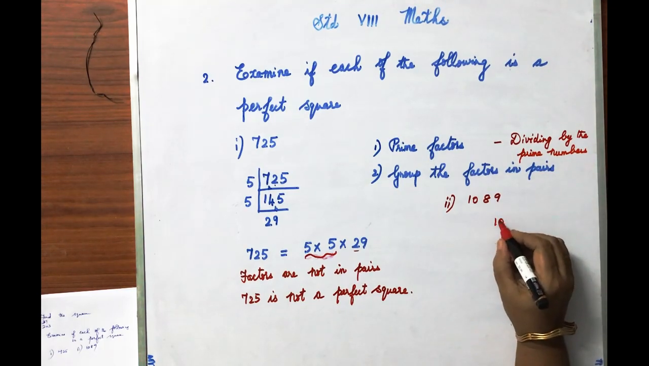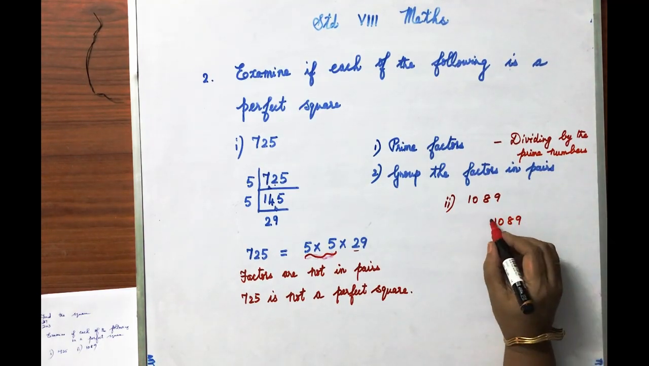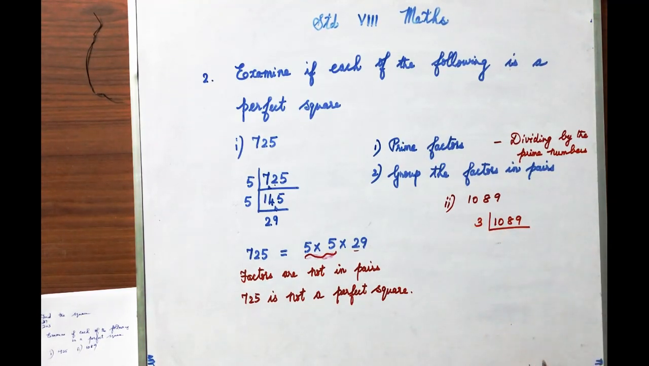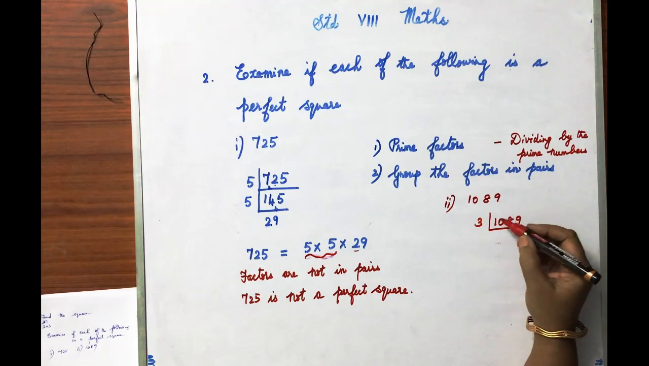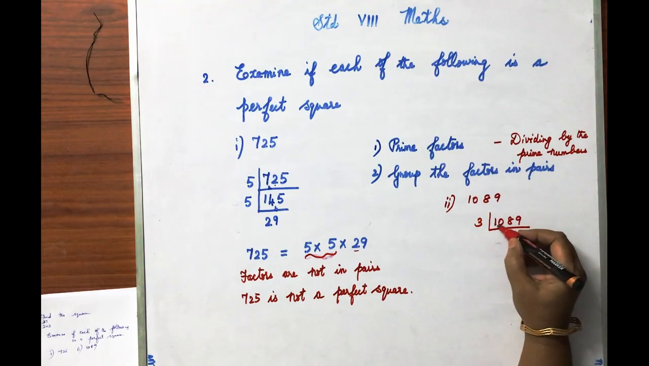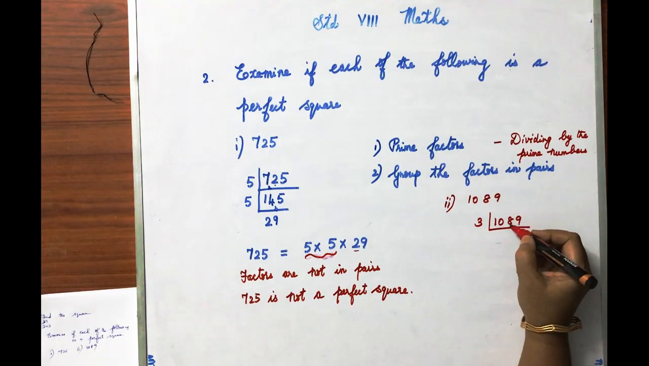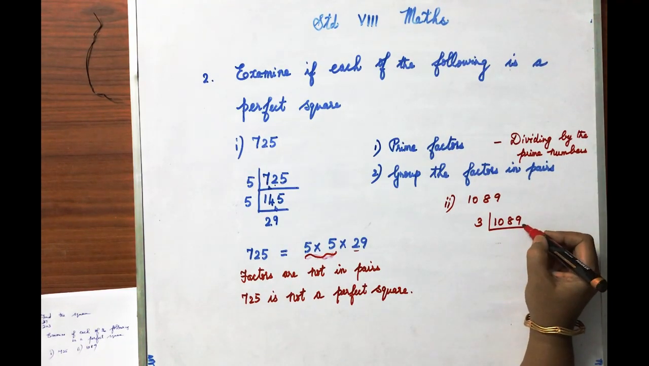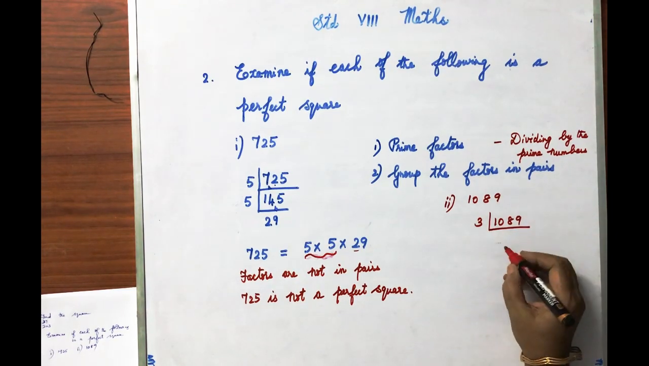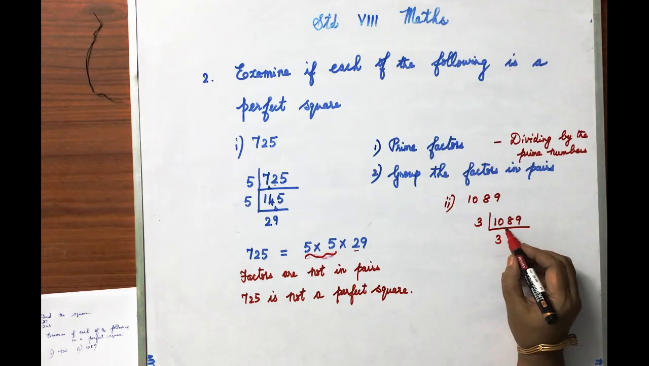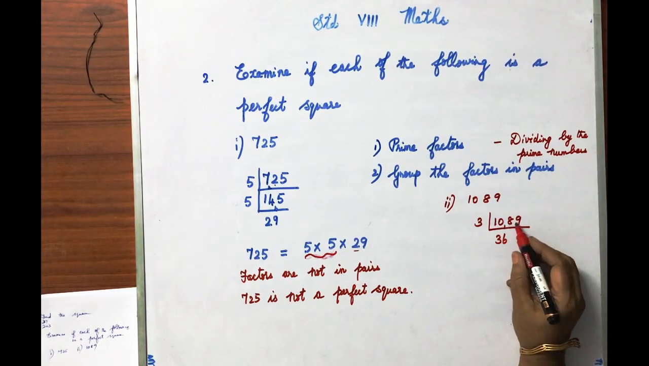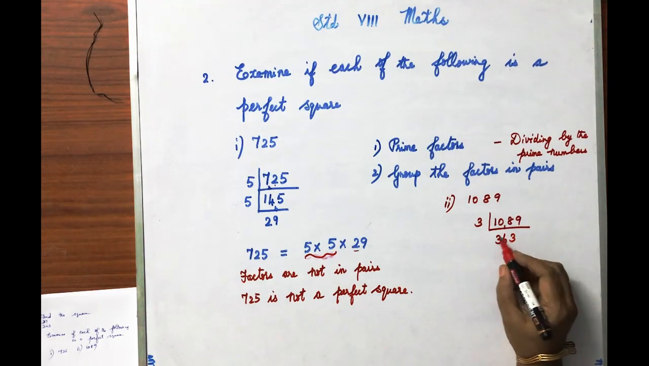So 1089 we can divide by 3 table, because before dividing we can check the divisibility rule. Sum of the digits is divisible by 3. 1 plus 0 is 1. 1 plus 8 is 9. 9 plus 9, 18. So 18 is divisible by 3. So we can divide by 3 table now. 3 3s are 9. Balance is 1, 8, 18. 6 3s are 18. Next 3 3s are 9.